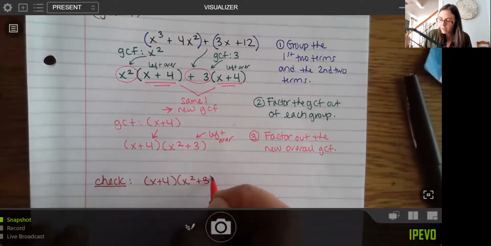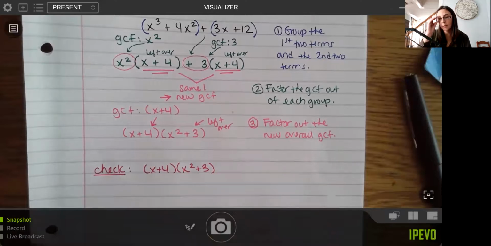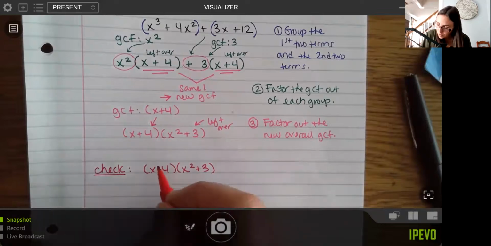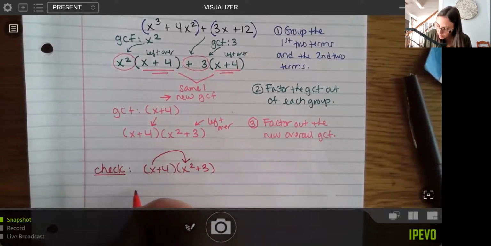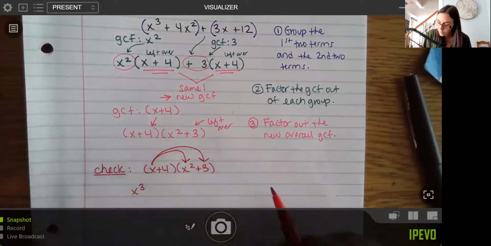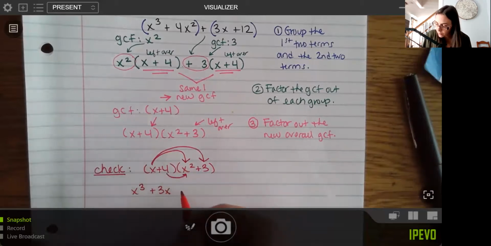To multiply something more complex like this, you can use what's called the FOIL technique, or what you could do is use just the distributive property twice. So I'm going to do x times x squared. So x times x squared is x cubed. And then I'm going to multiply x with the positive 3, which is plus 3x. And then I do the same thing, but with the 4. So 4 times x is 4x squared, and 4 times 3 is just 12.